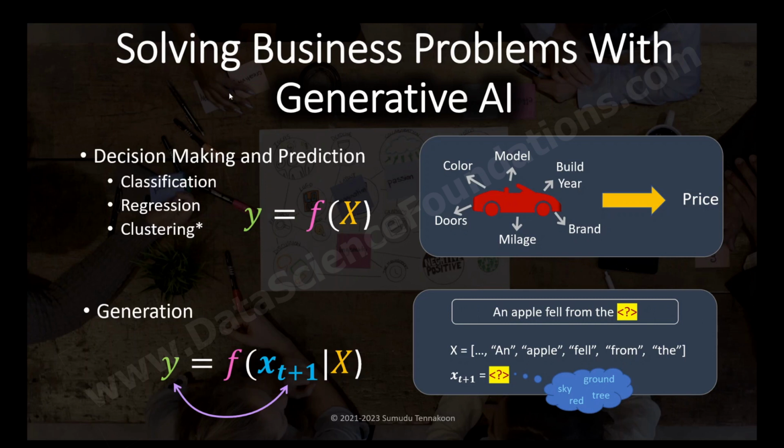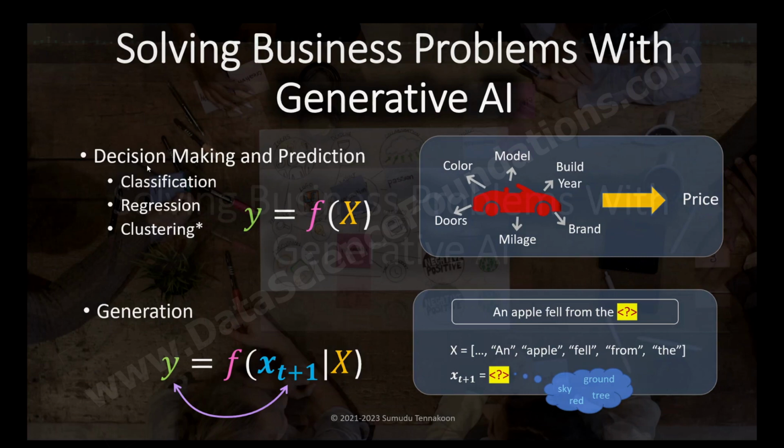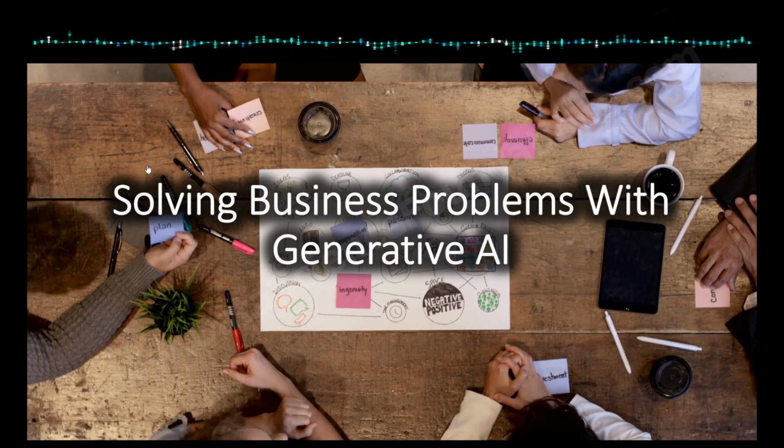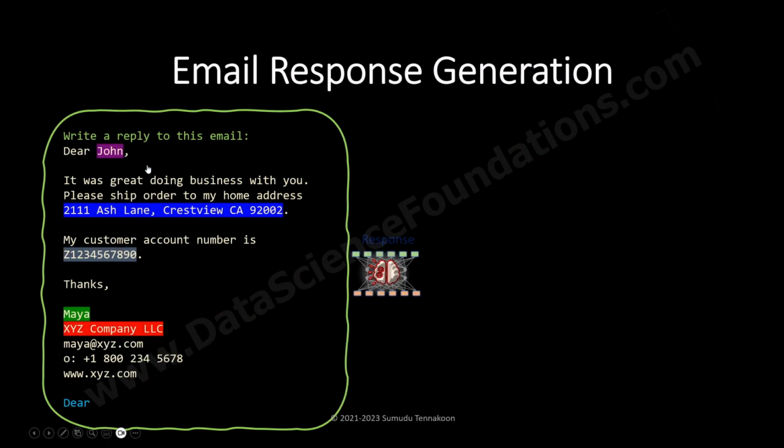So now let's look back at some applications. The first one: we are going to look at the same application we looked at in the previous video, which is email response generation. In this example, a customer sent an email to a merchant, so the merchant is supposed to reply to that customer with the order details. So this is an email asking about order placement.